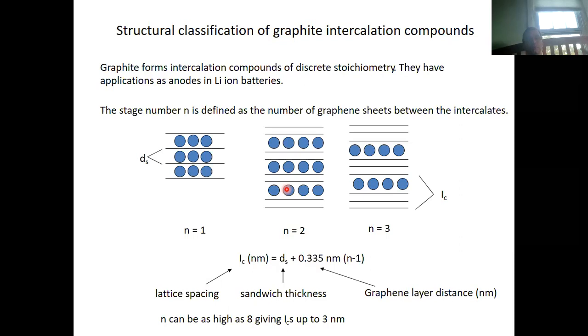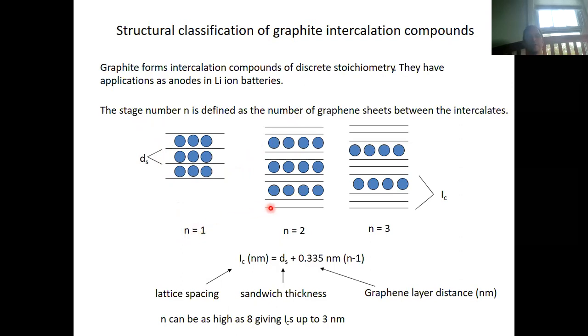So now it is possible to intercalate ions or molecules in between these sheets, and then you have what is called a graphite intercalation compound. So how do we classify these? One way to classify them is by the so-called stage number. And the stage number is defined as the number of graphene sheets between the intercalate. Okay. So for instance, if we have an intercalate in between every graphene sheet, we say that stage number n is equal to 1.